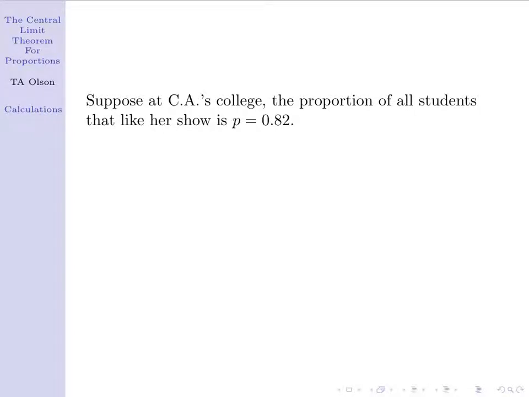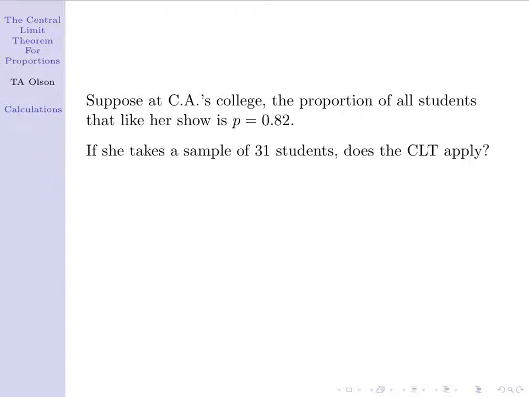All right, let's look at some calculations. Suppose at Chief College the proportion of all students that like her show is 0.82. 82% of the students at her college like her show. Good for her. If she takes a sample of 31 students, does the central limit theorem apply in this case?